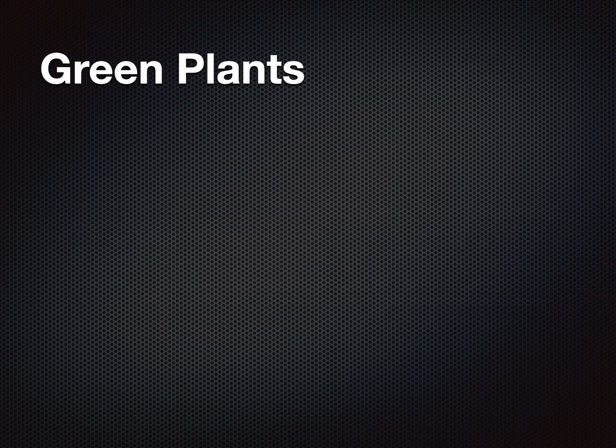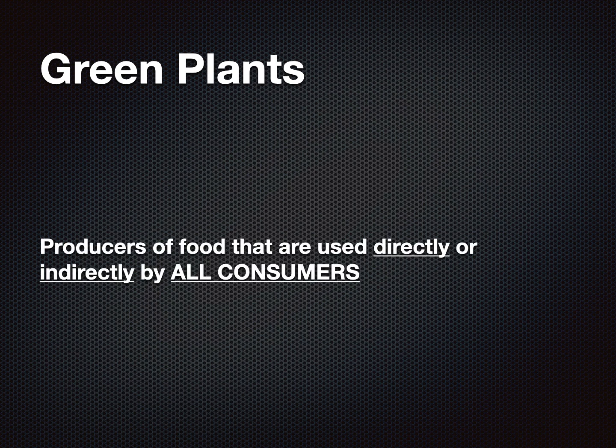Let's go through each part. Let's start with green plants. Green plants are producers of food that are used directly, meaning someone eats a vegetable like you do for dinner, or indirectly, like a lion eats an antelope, by all consumers, because when the lion eats an antelope, it's looking for what the antelope ate before it, which was most likely a plant.